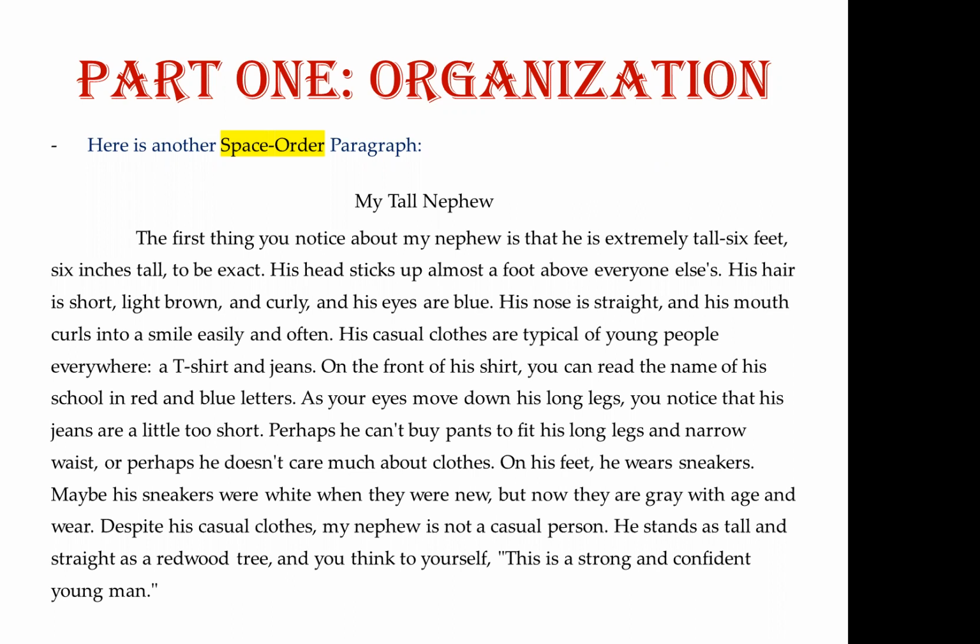Despite his casual clothes, my nephew is not a casual person. He stands as tall and straight as a redwood tree, and you think to yourself, this is a strong and confident young man. So the space order technique here is from above, from the top to the bottom. He first described his head and his face, then he moved down until he reached his legs, I think, or his feet. So the more you read paragraphs, the more you learn.